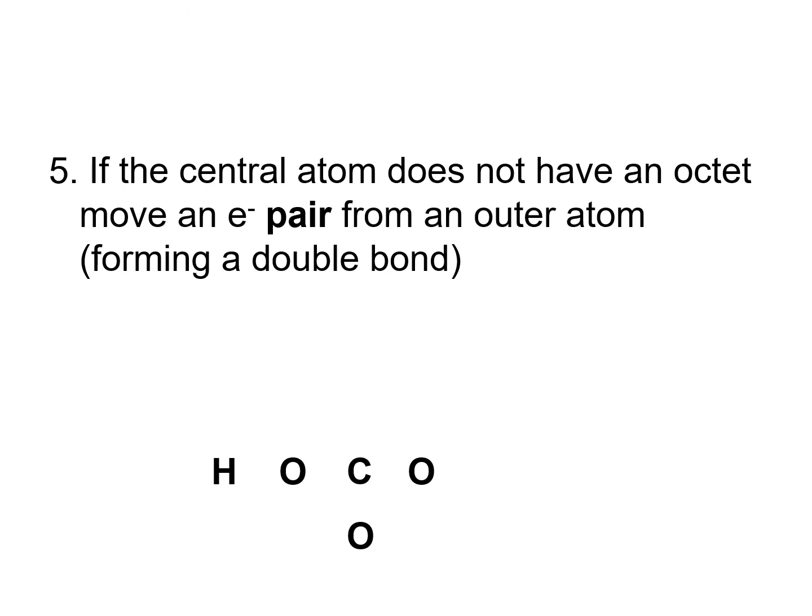Let's see if we can count this a little bit faster. Bond, bond, bond, bond, 1, 2, 3, 4. 1, 2, 3, 4, 5, 6. 1, 2, 3, 4, 5, 6. So there's our electrons placed.